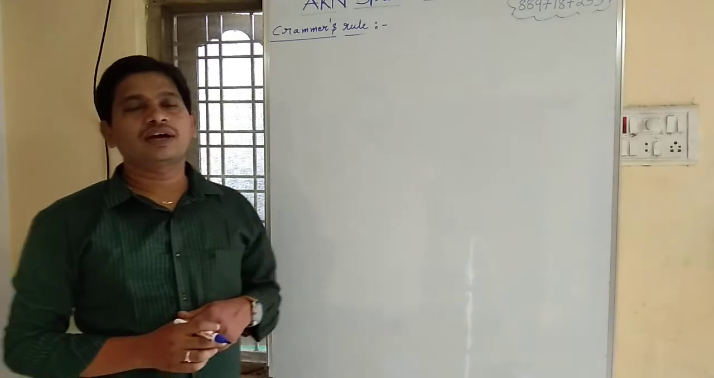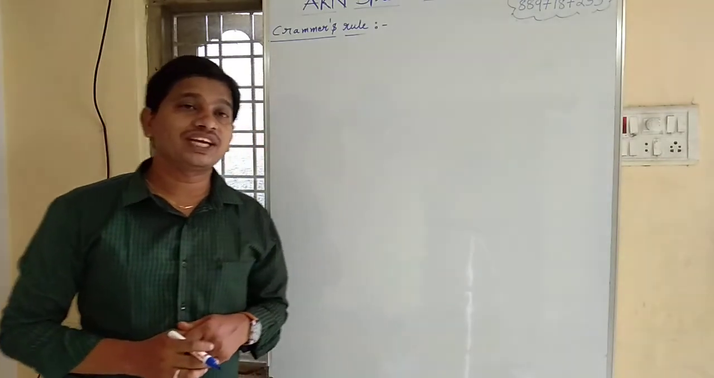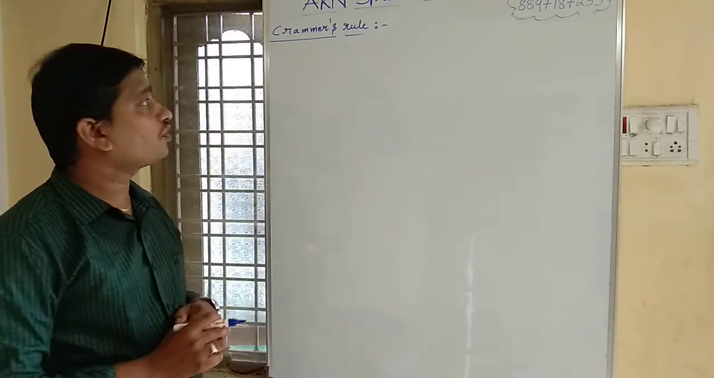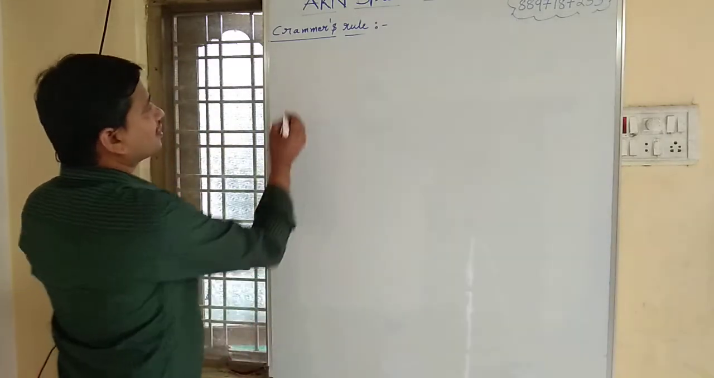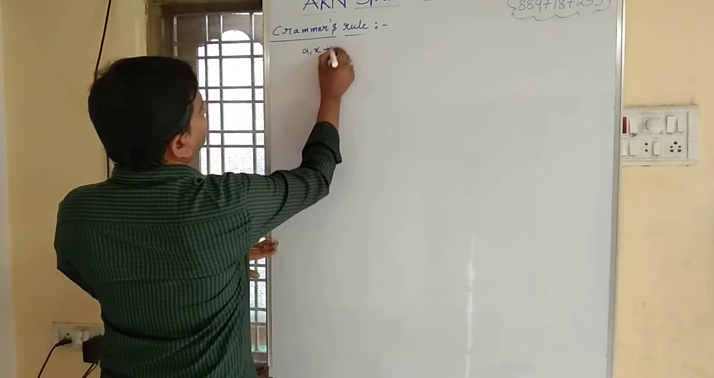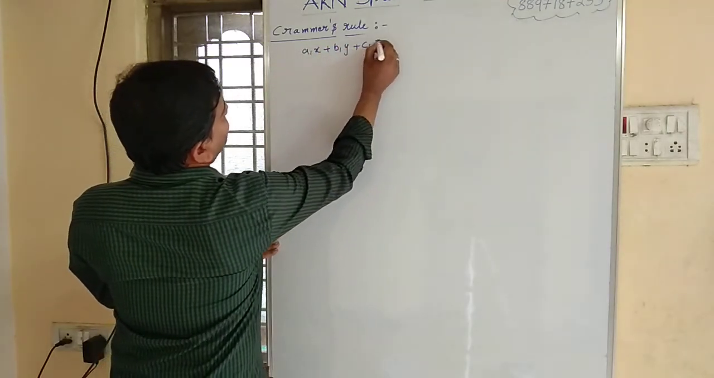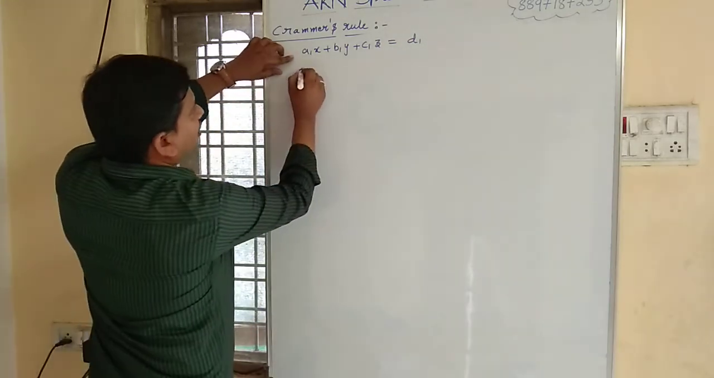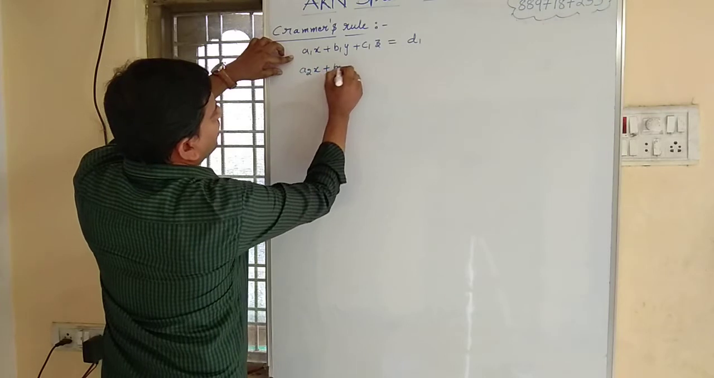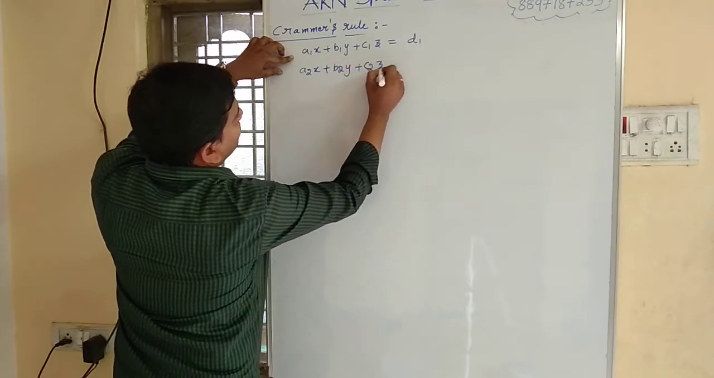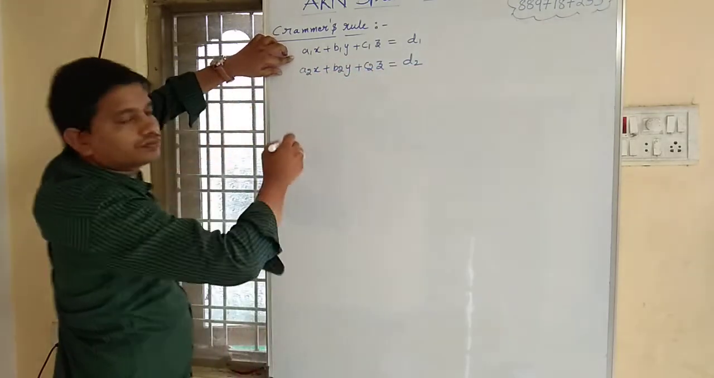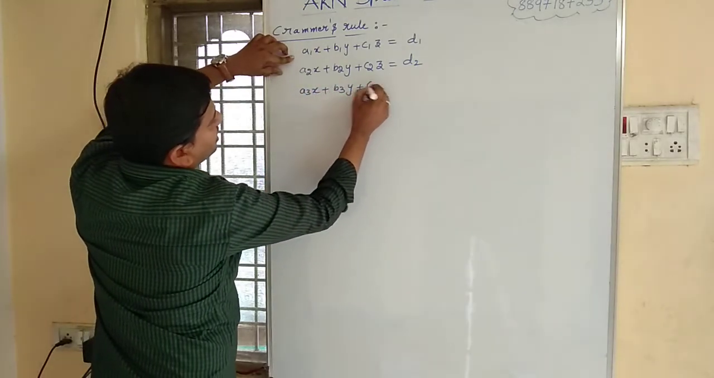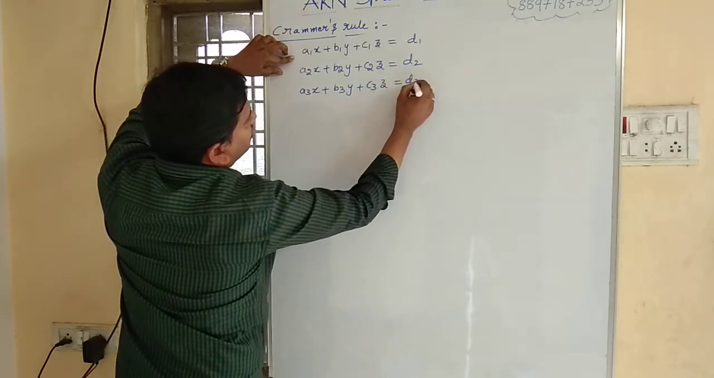I am Naveen, the mathematics mentor, and today let us discuss Cramer's rule. Consider the following system of equations: a1x plus b1y plus c1z is equal to d1, a2x plus b2y plus c2z is equal to d2, a3x plus b3y plus c3z is equal to d3.